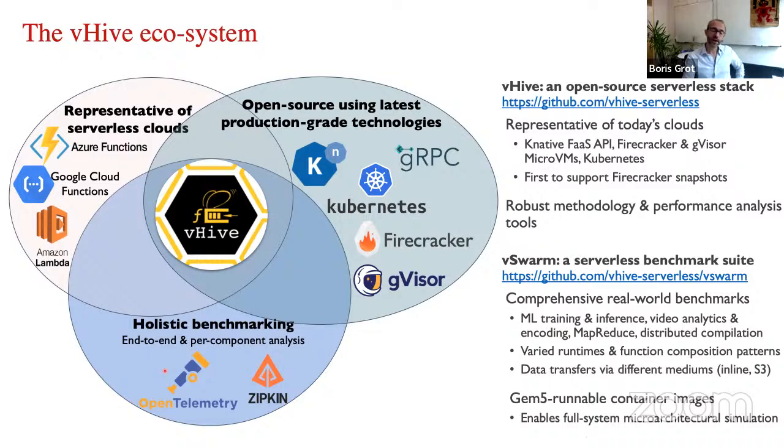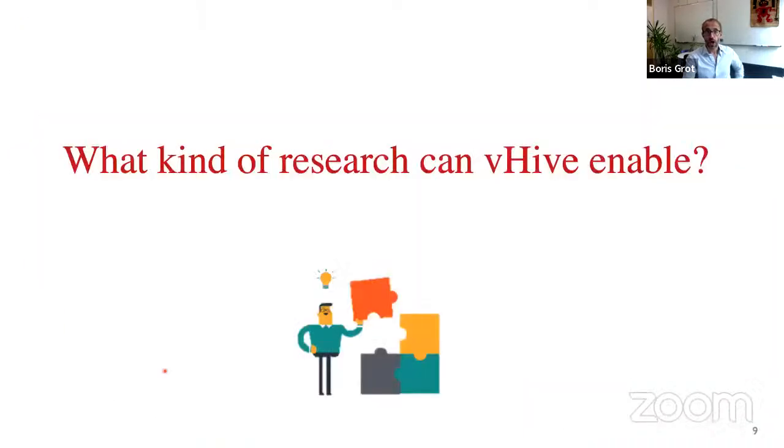We also have a bunch of simple standalone functions that are packaged as containerized images that can be run in a full system simulator called gem5. I'll have more to say about that later in the talk. So everything from large scale systems research to microarchitectural research within a simulator, you can do all of that using the open source vHive ecosystem. Okay, so that's the vHive overview.